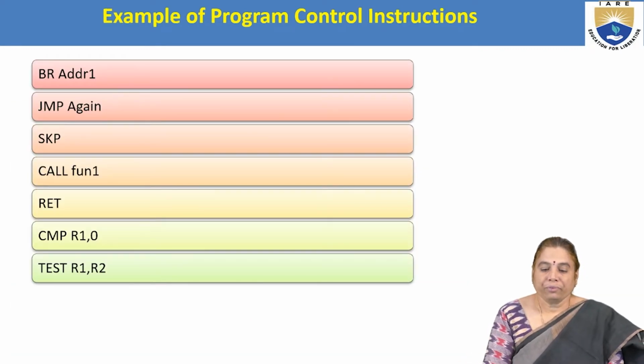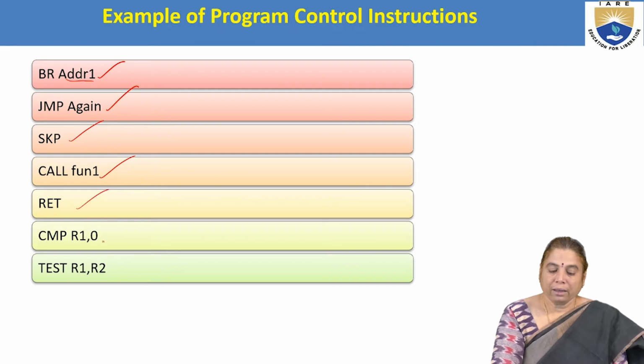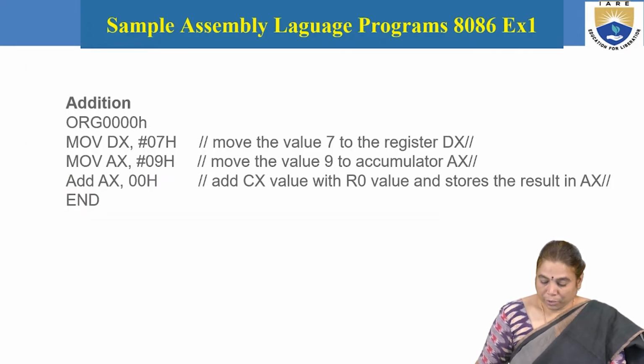So how can these program control instructions be applied? Branch address 1, the specific address; the branch operation can be jump, JMP, again with a label so that the program sequence can be altered to this label. Skip to the next instruction, call function 1, return, compare R1 with a 0 value, test R1, R2. So these are the program control instructions.